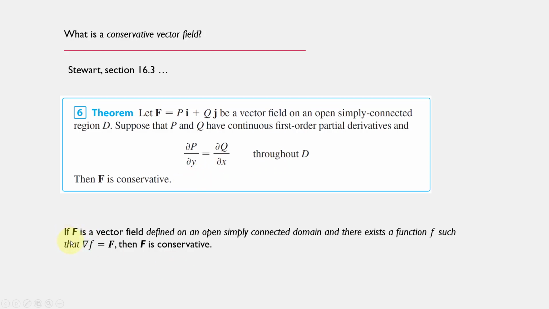So this is how I stated it on that earlier slide. I said if F is an arbitrary vector field defined on an open simply connected domain, and there exists a function f such that the gradient of f is the vector field, then F is conservative. So it's basically this condition of these partials being equal that implies the existence of that function little f. Basically, you need this open simply connected domain and the existence of the potential function, and then it's conservative.